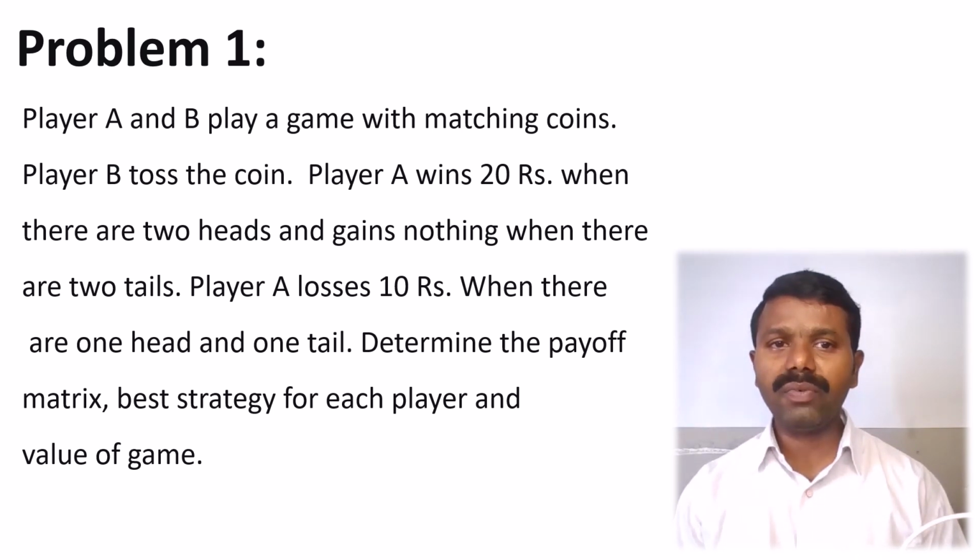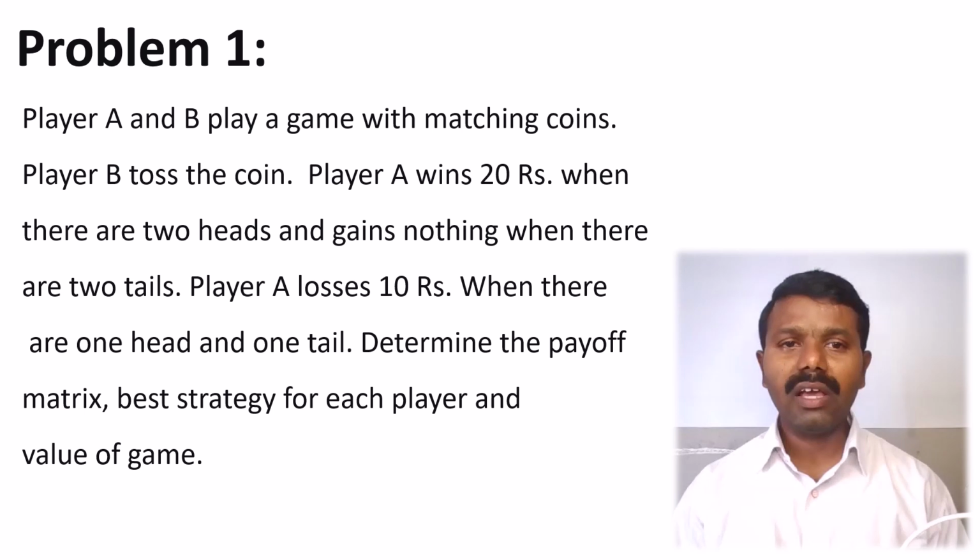But if he says head, and instead of head he gets a tail, then he needs to pay 10 rupees to B. Even if he says tail, and there is a head, in that case also he needs to pay 10 rupees to player B. So that is the game. Here we need to determine the payoff matrix, the best strategy for each player, and the value of the game. So this is the problem.